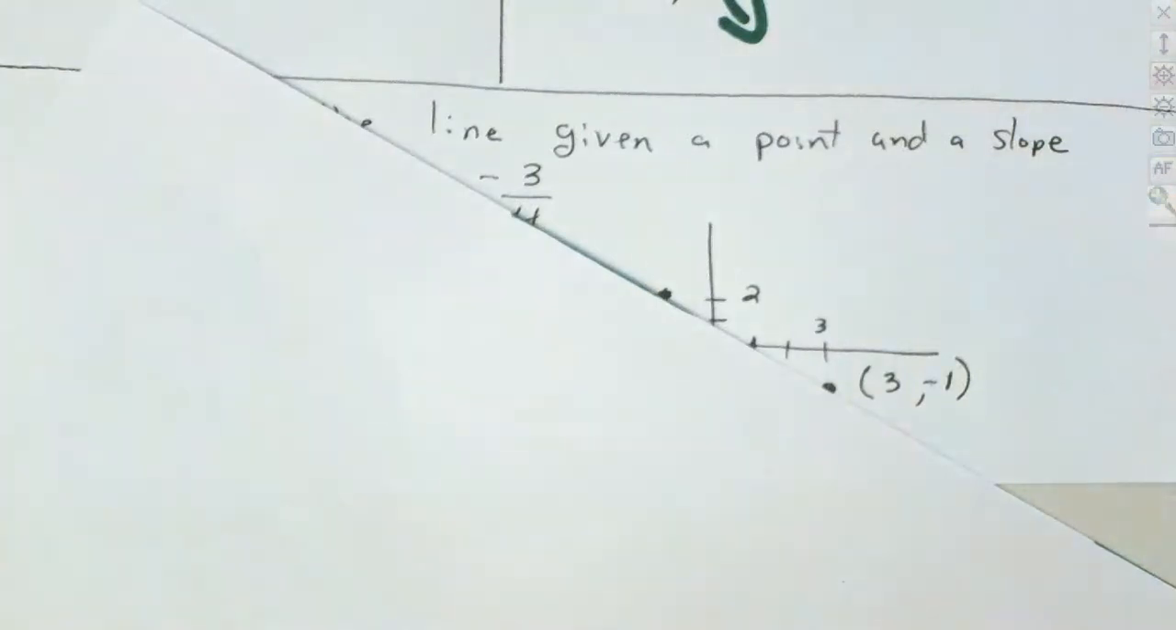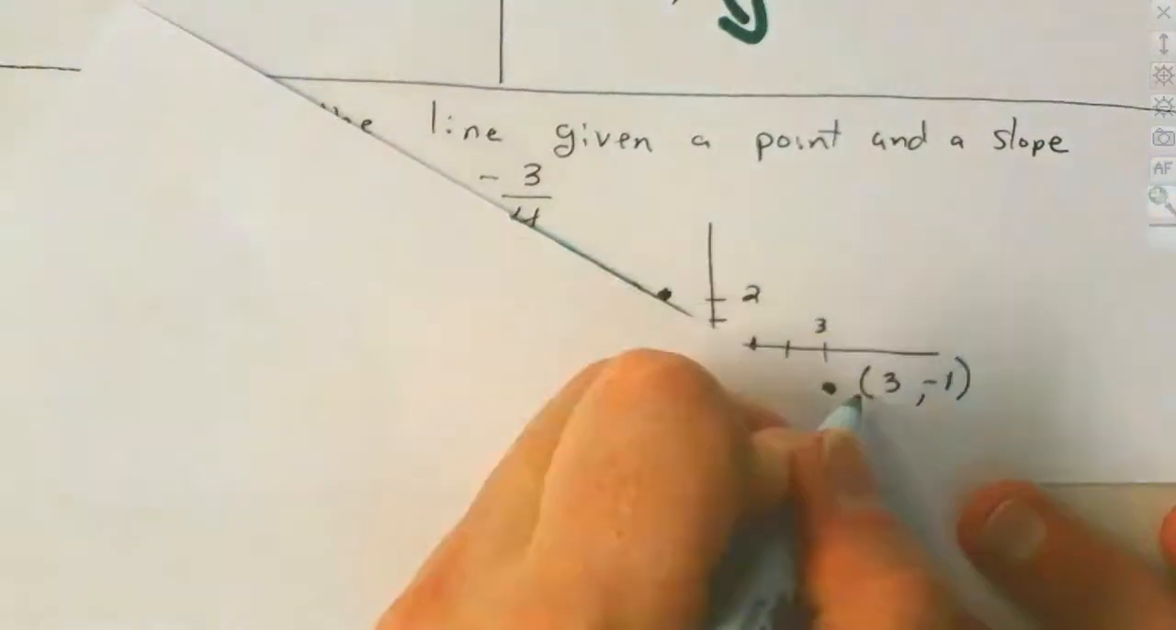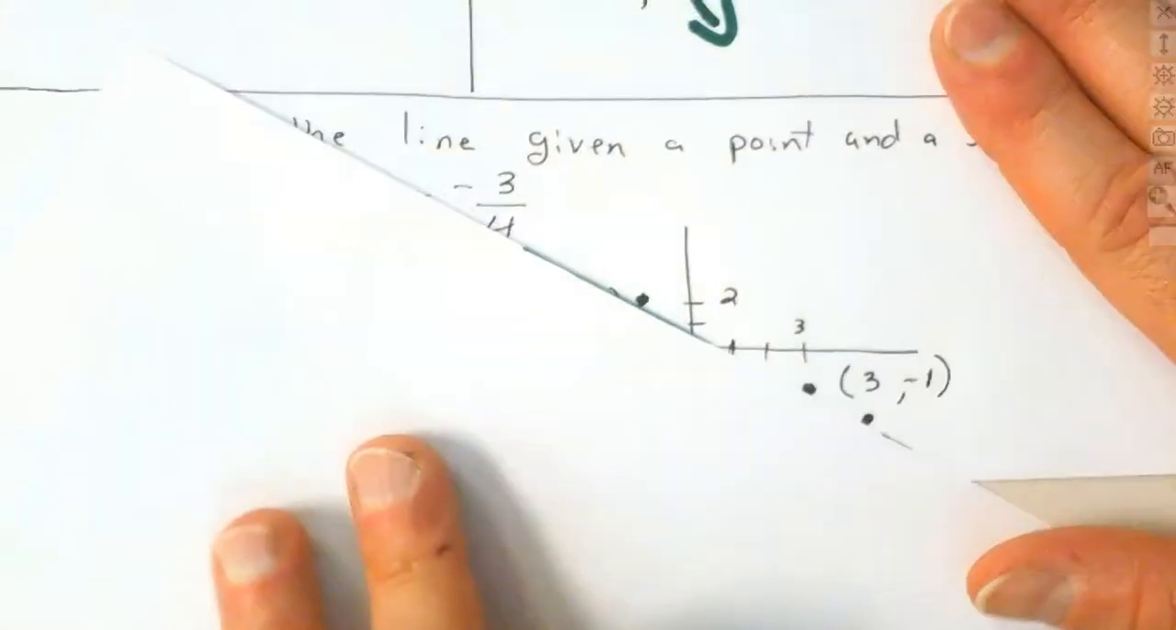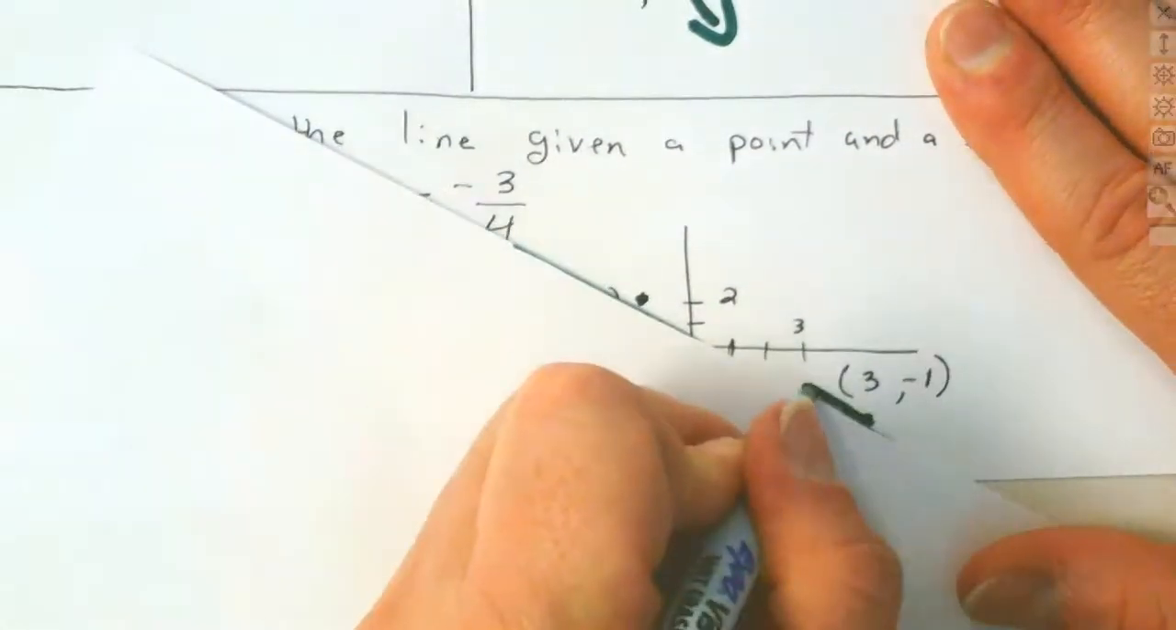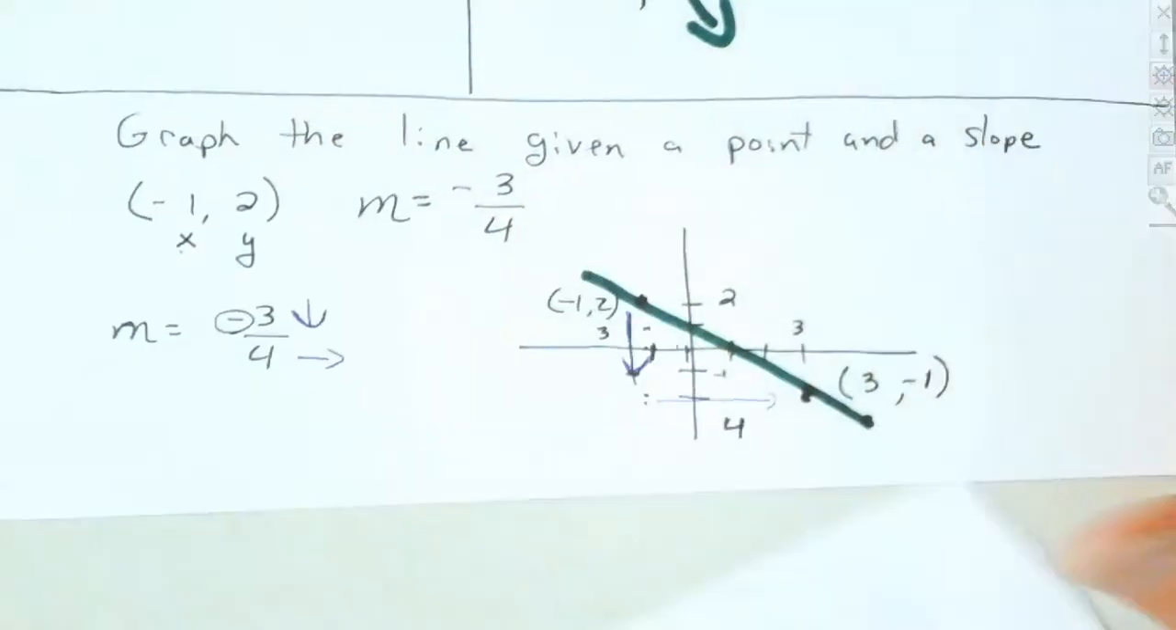Now you don't have to necessarily label the ordered pairs, both of them. I do, because I think it makes it a little bit easier to understand what we're doing.